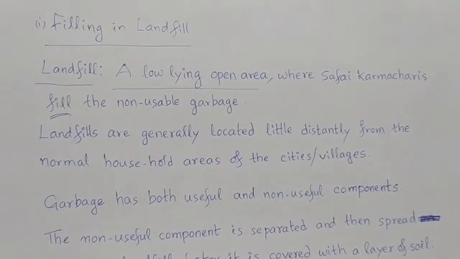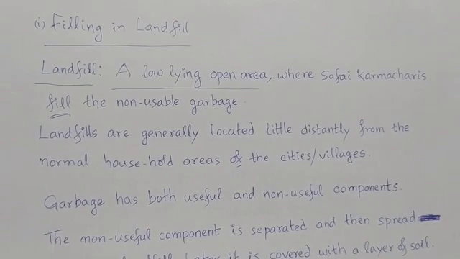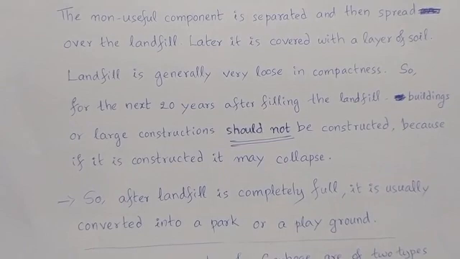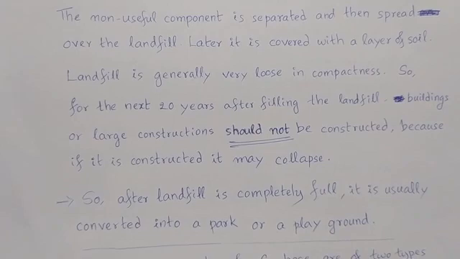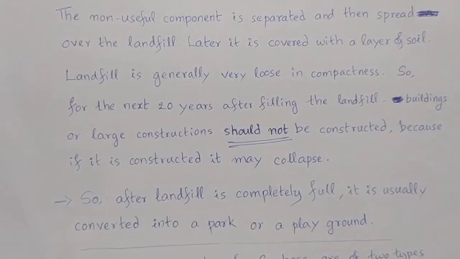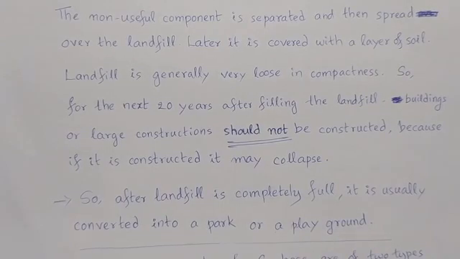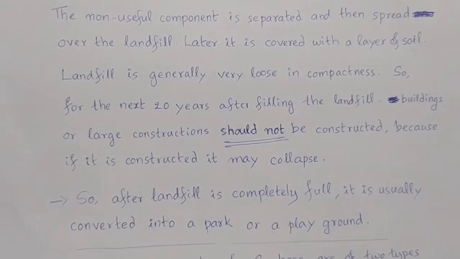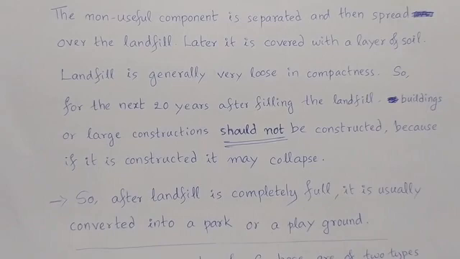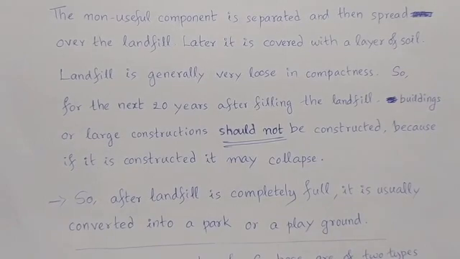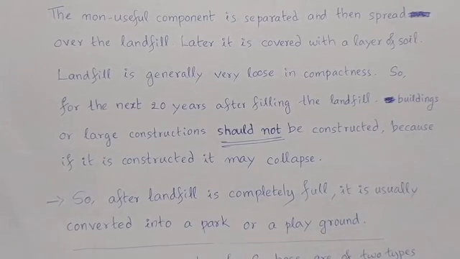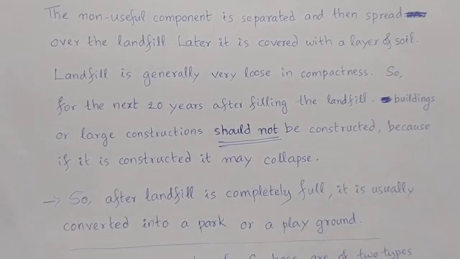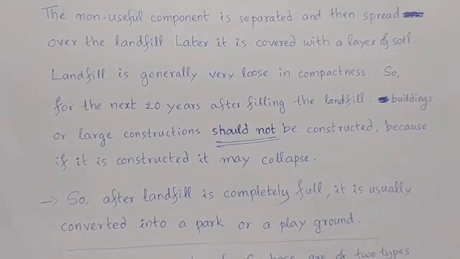Garbage has both useful and non-useful components, as we already discussed just now. From these two components, the non-useful component is separated and then spread over the landfill. After spreading the non-useful component on the landfill, that landfill is covered with a layer of soil. Landfill is generally very loose in compactness because garbage as such contains so much loose material, and we are filling garbage in the landfill. So landfill is very loose in compactness.